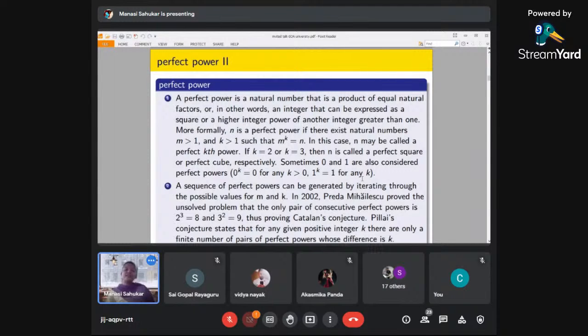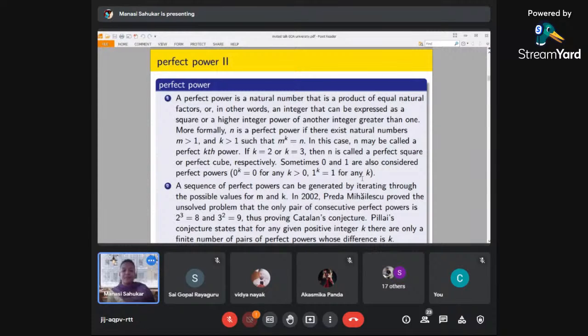In general, trivially you can see 0. If you pick any k, 0 is a trivial perfect power, and for any k, 1 is always a perfect power. So there are two trivial perfect powers among the whole numbers. A sequence of perfect powers can be generated by iterating through the possible values for m and k.